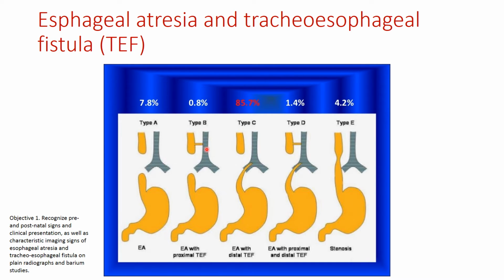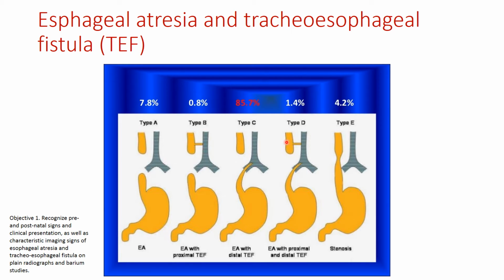The most common type, almost 86% of the time, is this type C esophageal atresia with tracheoesophageal fistula. Again, you have the blind-ended pouch that does not communicate with the trachea, but you then have the distal esophagus that communicates with the trachea. So there's a distal esophageal fistula. So the proximal esophagus is a blind-ending pouch with no fistula. Distal esophagus has a tracheoesophageal fistula.